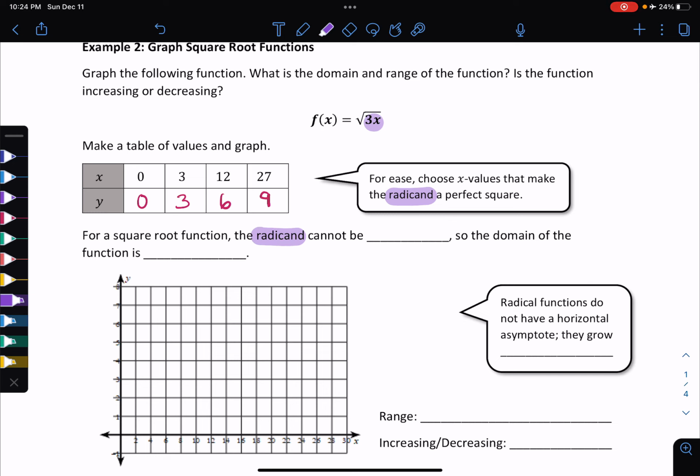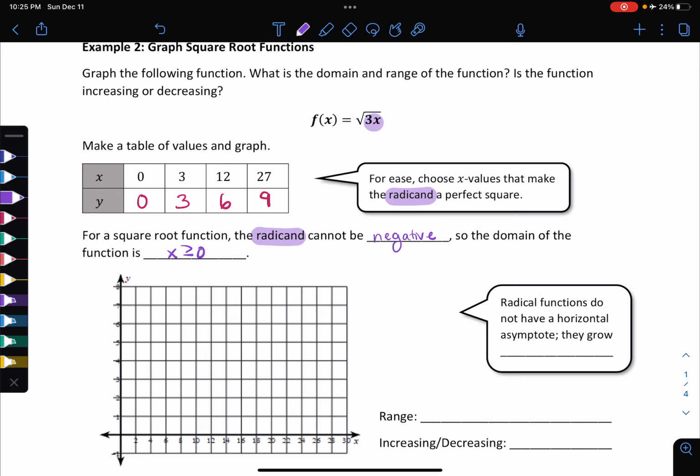It cannot be negative, all right? Because it is underneath a square root, I cannot take the square root of that, or else I'm going to be getting imaginary numbers, and we're not graphing on an imaginary plane. So the domain of the function then is going to be from 0 to, well, basically, it's just that. x has to be greater than or equal to 0.